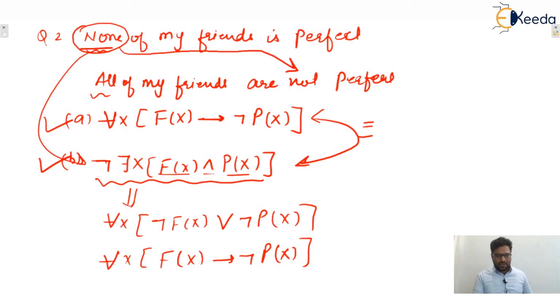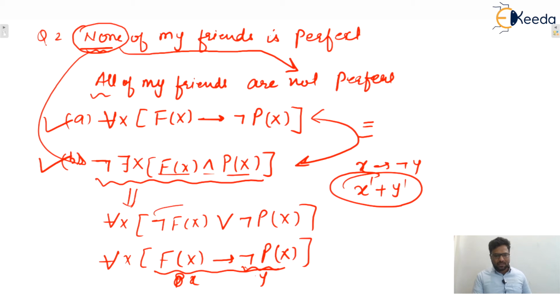Why? Because if we assume this one is x and this one is y, then x implies negation y will be what? x dash plus y dash only. Yes or no? Isn't it? So that is same as this one. I hope this one is clear to everyone. So you can solve these types of questions.